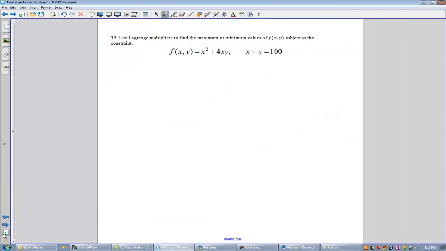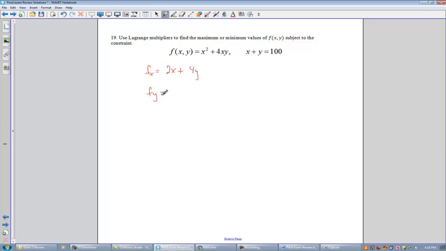Okay, and then now on number 19, we have a Lagrange multiplier problem. Now remember, you'll be allowed to use that formula sheet, and on that formula sheet, it tells you that you need to first find these partials with respect to f. So, f sub x. And the idea is you hold all the y stuff constant. So the derivative of x squared is just 2x plus, and then 4xy. 4y is a constant. So basically you have 4y, a constant, times x. So you just get back the constant, 4y.